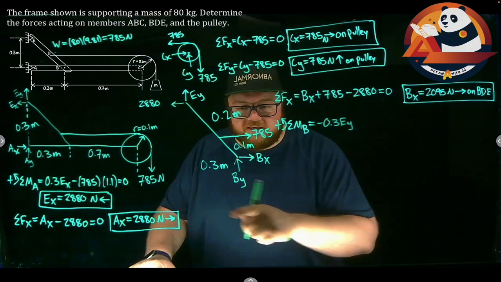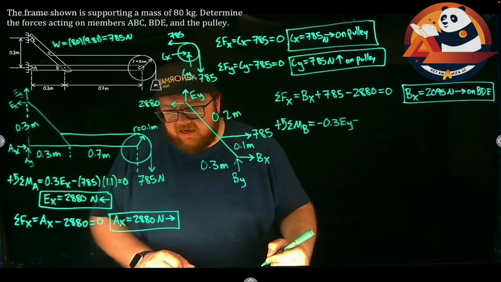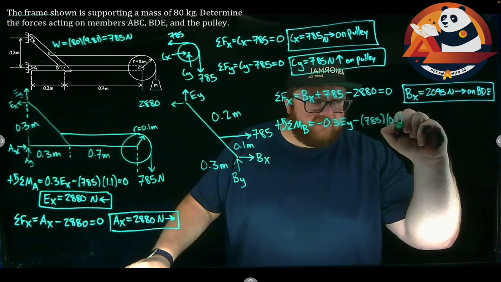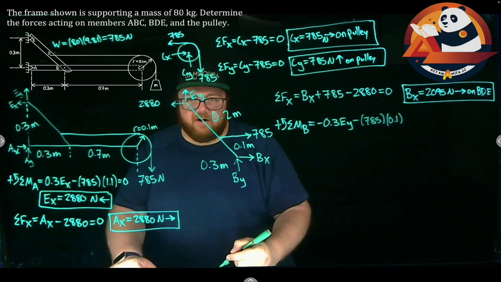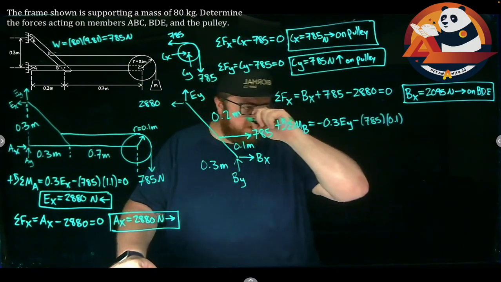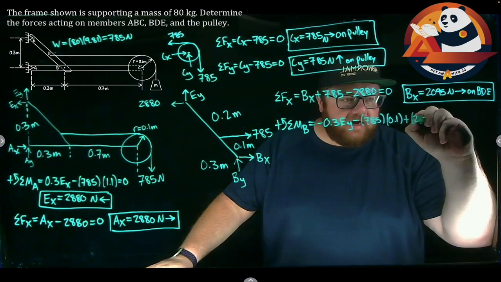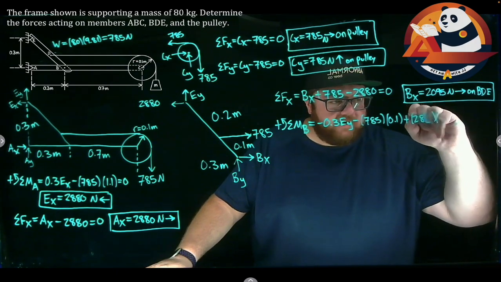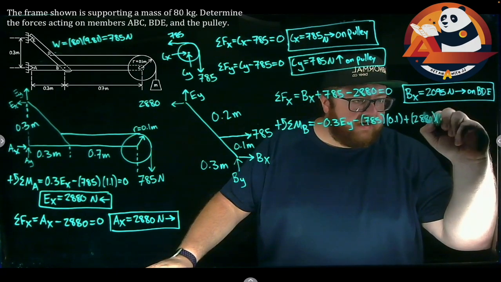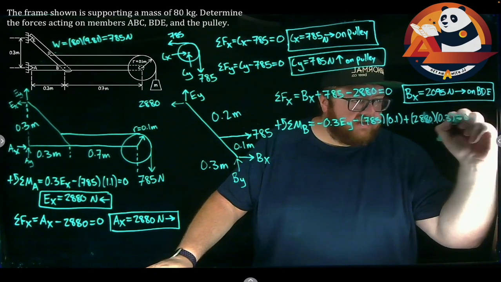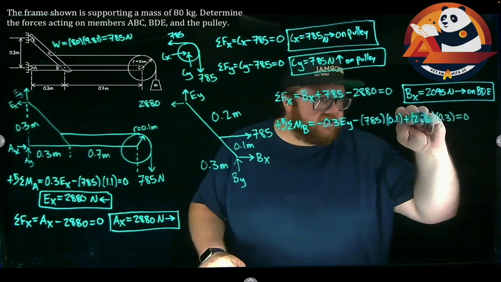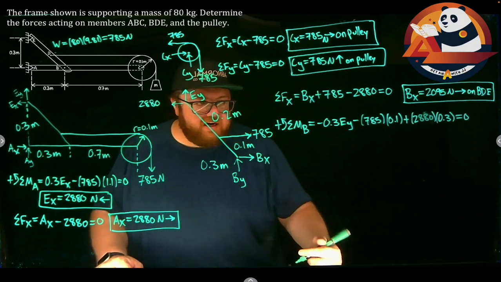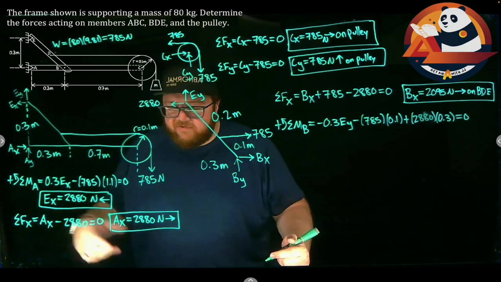My 785 causes a clockwise rotation, so minus 785 force times distance, 0.1. The last thing, I have that 2880 from EX. It'll cause a counterclockwise rotation, so plus 2880 force times my distance, 0.3. That all equals 0. EY is my only unknown.